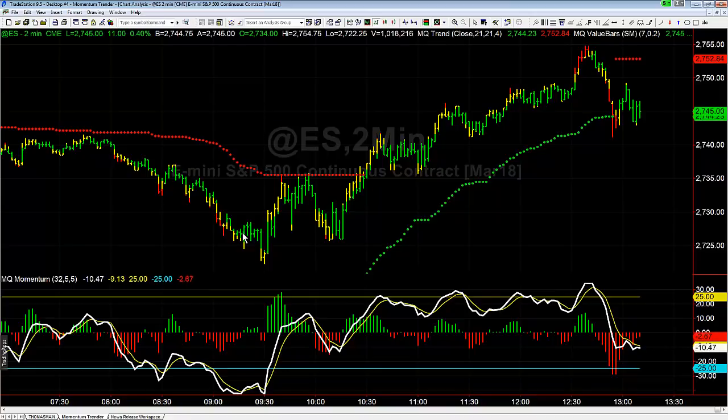So we're triple verifying. We're using the MQ trend indicator for trend direction, price action for trend direction, and then retracement using value bars. So we're using two different indicators and then price action. If it's bullish and it pulls back into undervalued, we look for a break of the previous bar's high and then look for it to accelerate higher.